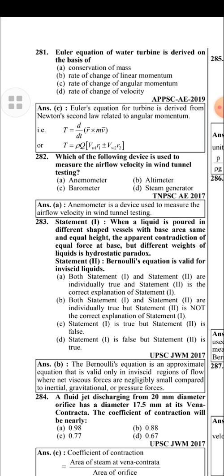The Bernoulli equation is an approximate equation that is valid only in the inviscid region of flow where net viscous forces are negligible, small compared to inertial, gravitational or pressure forces.